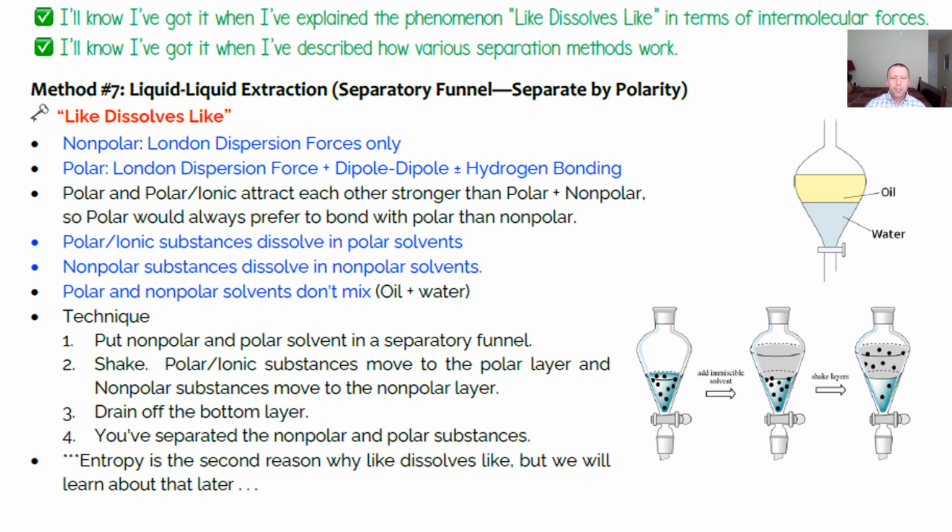We can use this in the chemistry lab with something called a separatory funnel. What you do is you put two solvents in the separatory funnel, and if you had a mixture of solutes, maybe nonpolar, maybe polar, or maybe you had both, and you shook it, then the nonpolar solute would go to the nonpolar solvent, and the polar or ionic solute would go to the polar solvent. Then you just let it separate, and you can drain off whichever one is on the bottom first, and then you're left with the other layer on the top by itself.